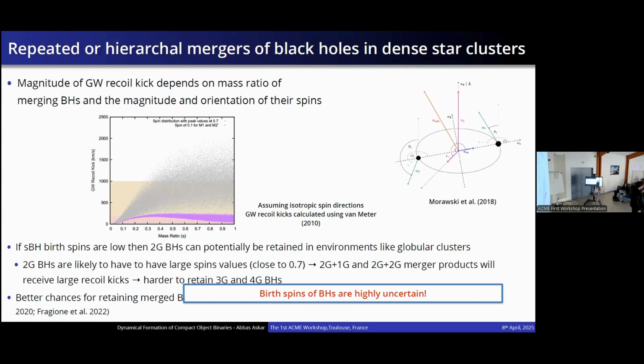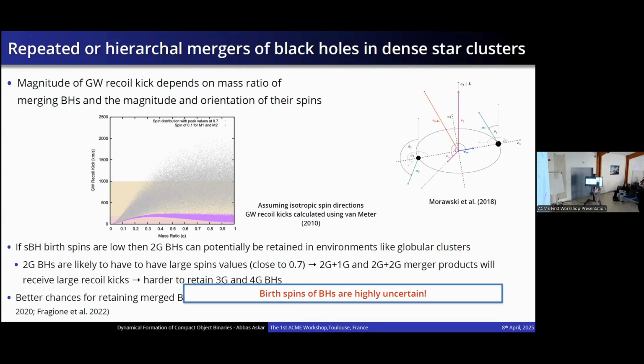Yeah, so really, in order to retain the merged product, birth spins really have to be close to zero, because even having birth spins of about 0.1, depending on the mass ratio, there's some spread here, the first merger between the two first generation black holes can already give you recoil kicks of 50 to 100 kilometers per second, which might be enough to kick you out of a dense globular cluster, which has typical escape speeds of about 50 or 100 kilometers per second. So you really need extremely low birth spins to have this first merger retained.